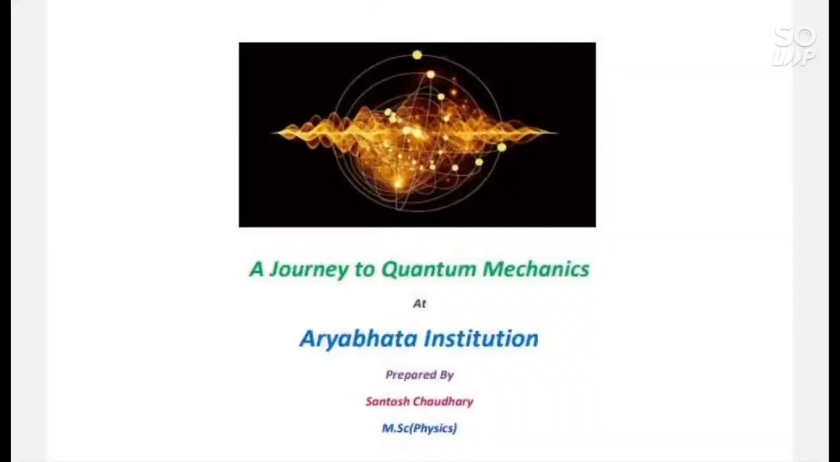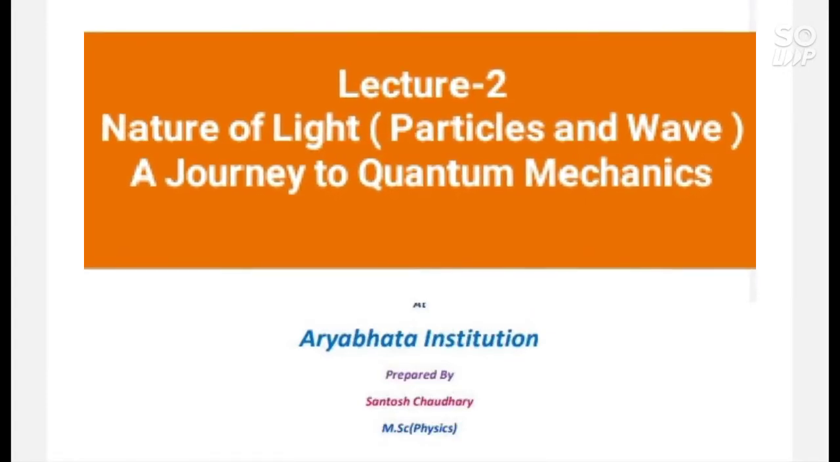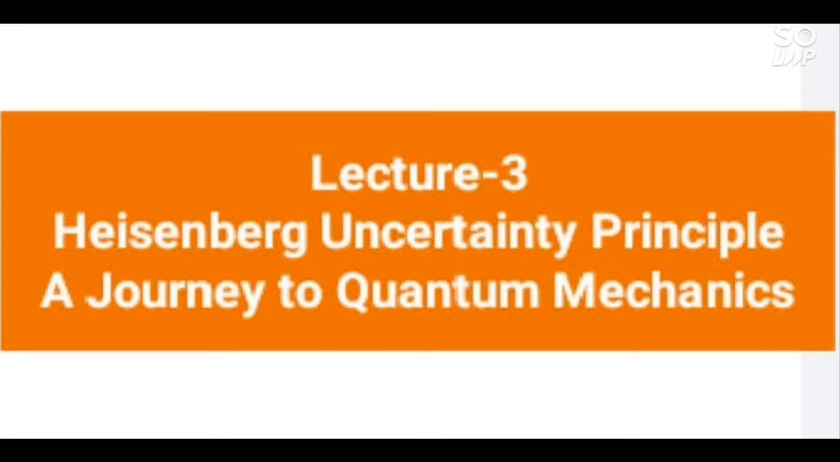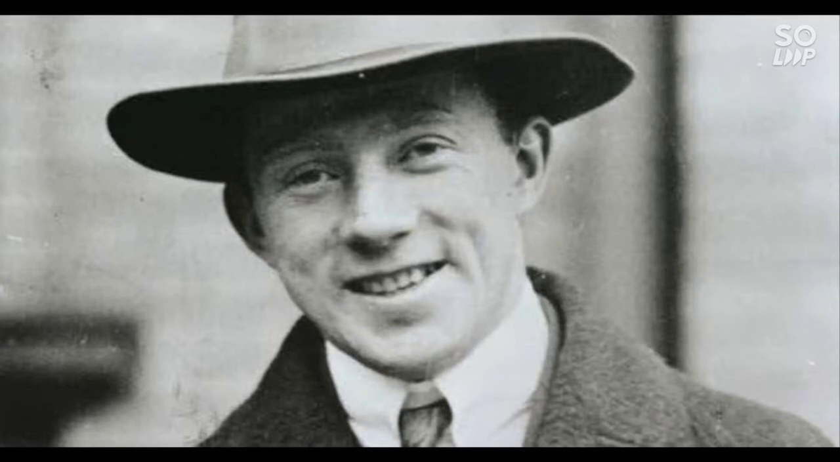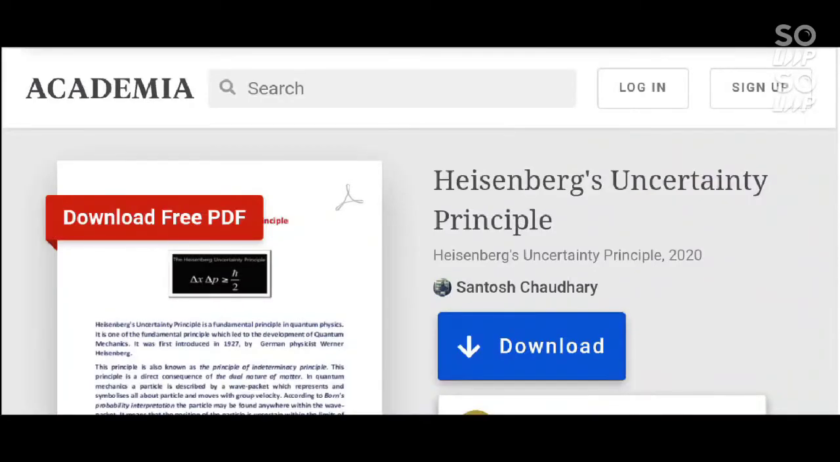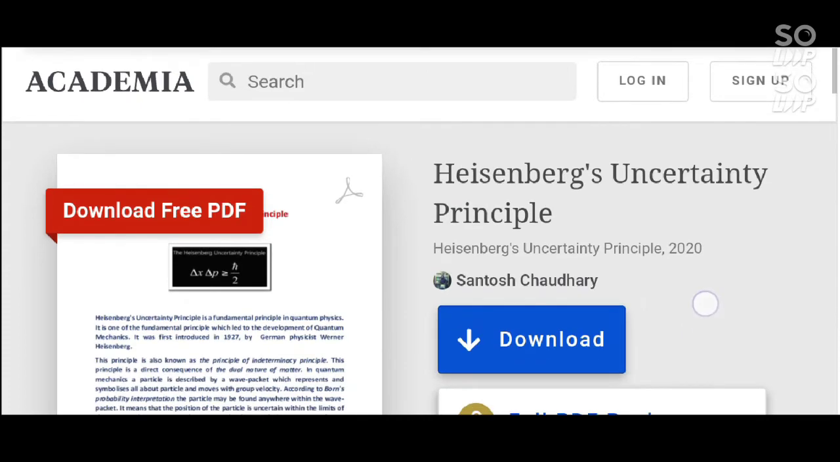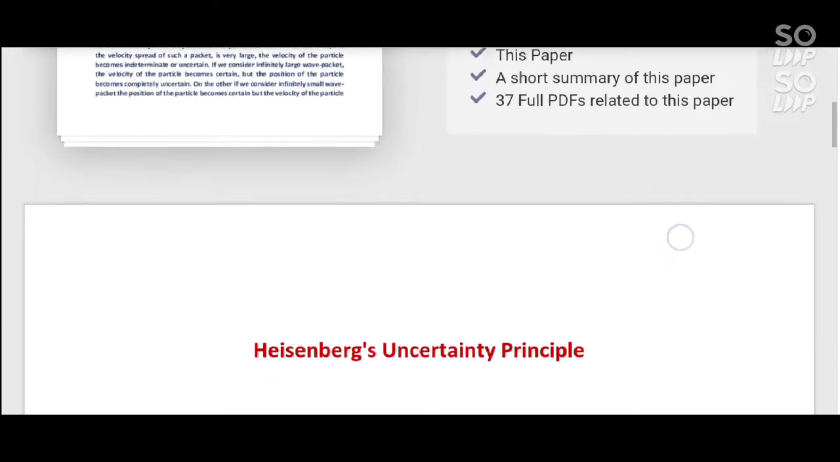Dear friends, in our previous lecture, we discussed the nature of light. Dear friends, today we'll discuss one of the mysterious principles in quantum mechanics known as Heisenberg's Uncertainty Principle. Heisenberg's Uncertainty Principle is a fundamental principle in quantum physics. It is one of the fundamental principles which led to the development of quantum mechanics.